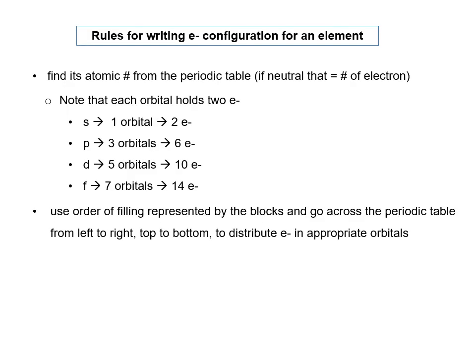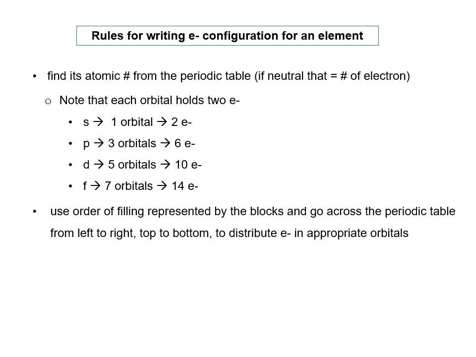So let's go over the rules for writing the electron configuration for an element. The first thing you want to do is to find the atomic number of the element from the periodic table. Remember that if it's a neutral element, then the number of electrons is equal to the number of protons. So the atomic number will equal the number of electrons. So for example, nitrogen has atomic number 7, which means that it also has 7 electrons as a neutral atom.